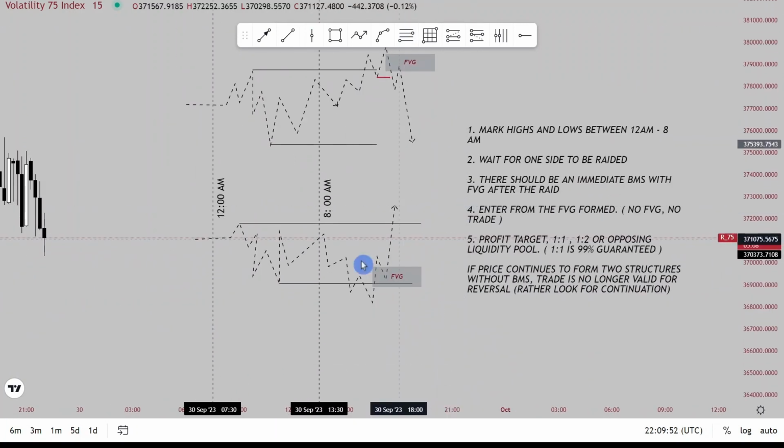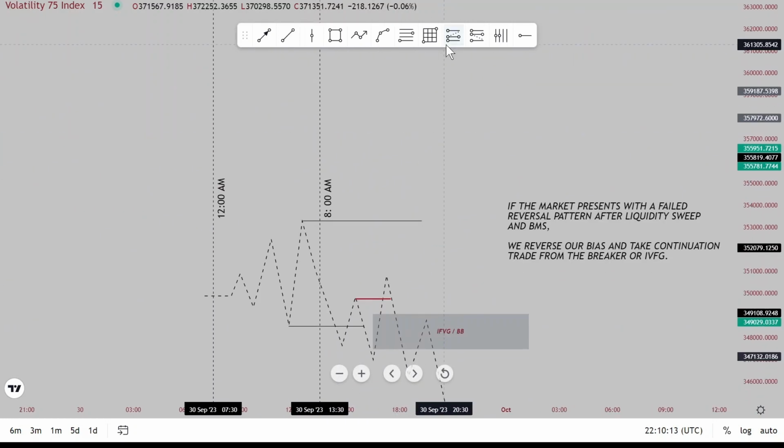Okay, now let's look at how we can turn our failure to success. Because sometimes you can have a liquidity grab like this with an aggressive market structure shift with a fair value gap. You try to buy and it breaks down one more time and you lose. When you lose, you don't have to be mad. You can turn this failure to a success. What it's telling you is that price is not going to reverse, but it's giving you a continuation pattern. So let's look at that here.